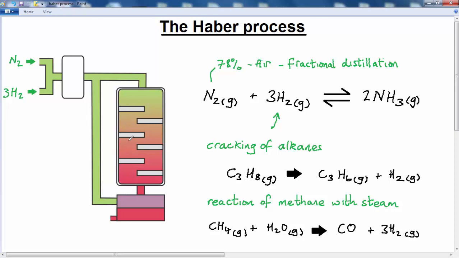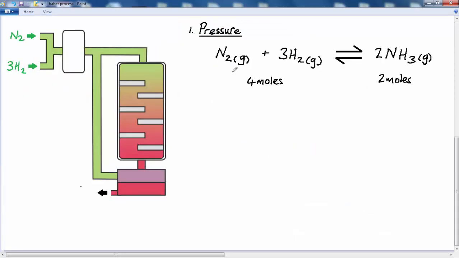So to understand this apparatus and how it works, we need to consider ways in which we can affect the position of equilibrium of this reversible reaction so as to maximize the yield of ammonia. And you'll remember in the previous two sections we've been looking at Le Chatelier's principle, and it is Le Chatelier's principle which we are going to apply when designing this apparatus. So first of all, we're going to consider the pressure at which the reaction should be run.